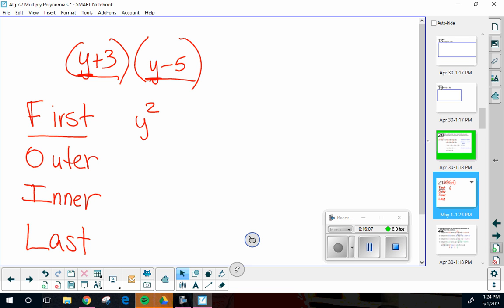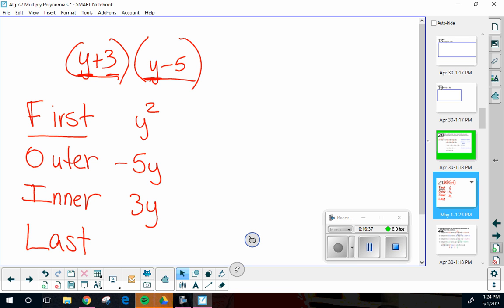Outer means I multiply the two on the outside. So that's y times negative 5. What is y times negative 5? Negative 5y. Bang. Okay, so I think you're probably already seeing a pattern because you're pretty sharp. Inner means I'm multiplying the two on the inside, which is the 3 and the y. What is 3 times y? 3y.